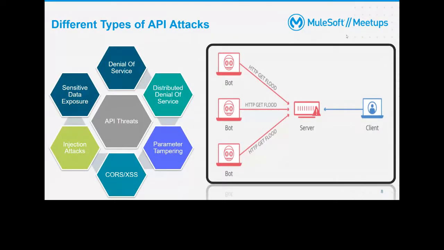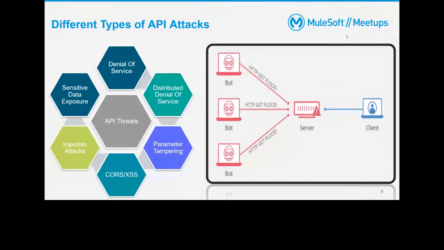So basically in denial of service, what happens is you have an API and somebody tries to send n number of requests, and your API will not handle that number of requests at a time. You end up with a system crash or system shutdown, right? So it means the API will not be available to the end client. That is one kind of attack.